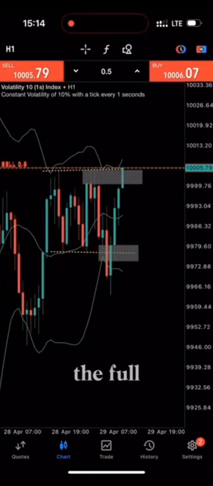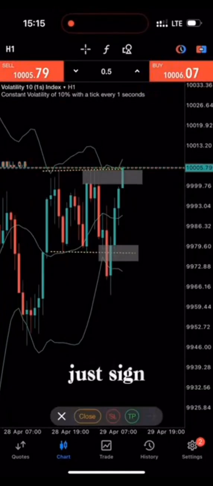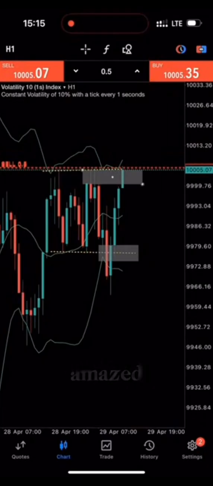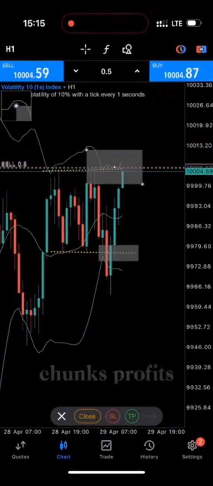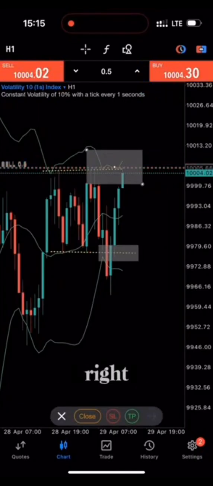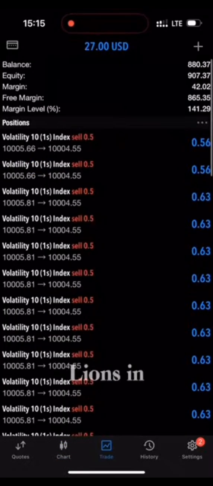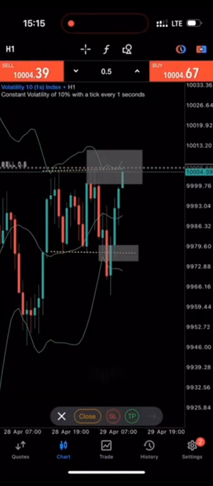I love the volatilities. Do try them. If you even do try them, just sign up and try them. You'll be amazed. One slight movement, boom, you are eating a lot of chunky profits, right? We need to be lions in this game. We need to take, right?